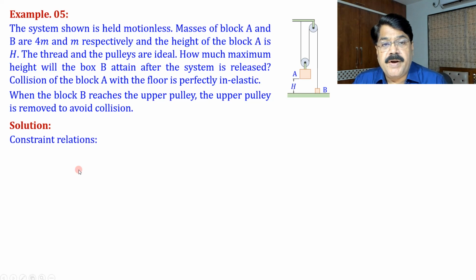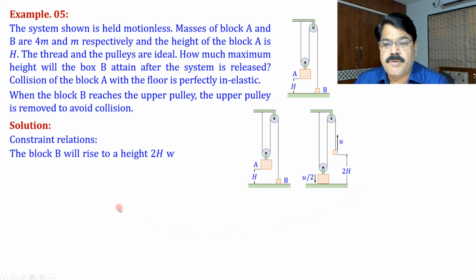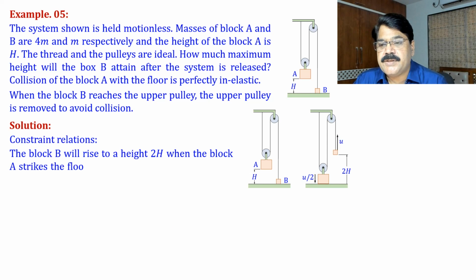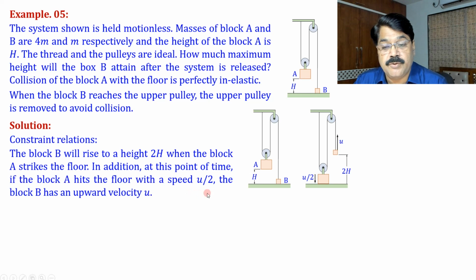Constraint relation. First we find the constraint relation, because there are interconnected bodies, and the constraint relations are very simple. See here: if the block A moves a height h, block B will move a height 2h. Just before collision, if the velocity of block A is u/2, the velocity of block B will be u. The block B will rise to a height 2h when the block A strikes the floor. At this point in time, if the block A hits the floor with a speed u/2, the block B has an upward velocity u.